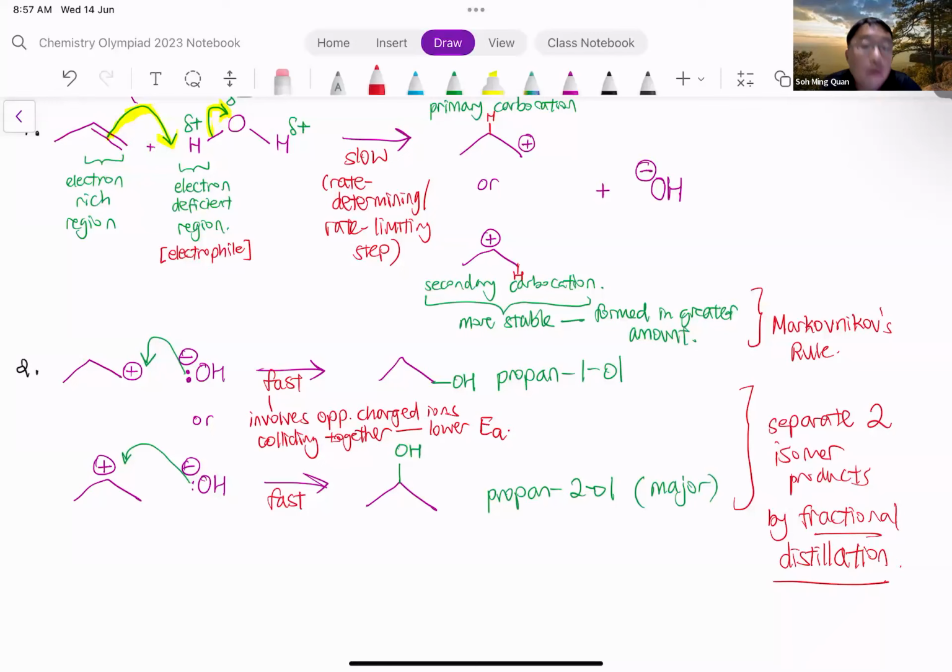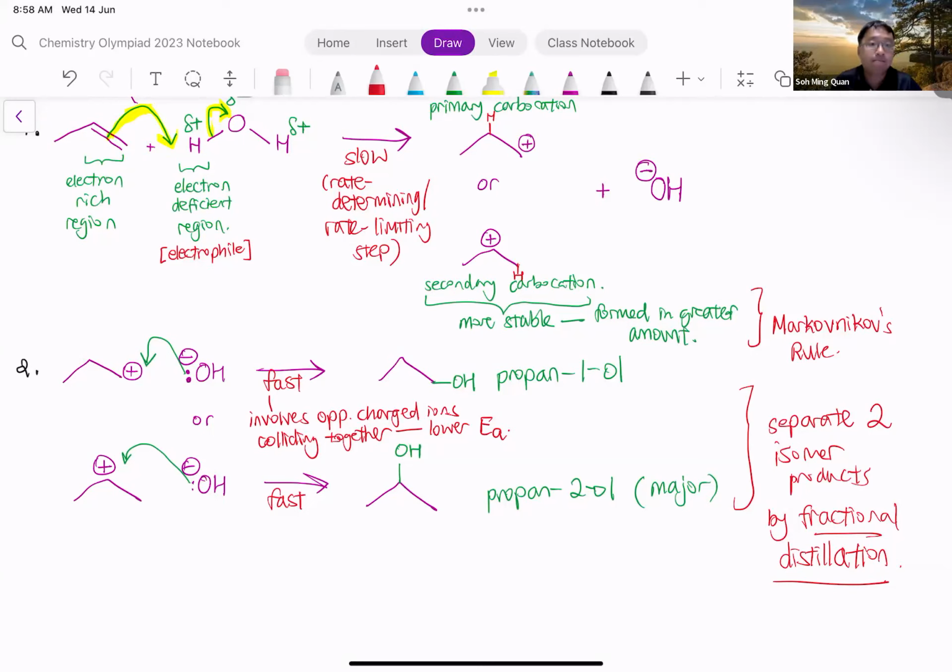So propan-1-ol and propan-2-ol, they are isomers of each other. So they have slightly different physical properties. For example, their boiling points are slightly different. Because their boiling points are different, we can use fractional distillation to separate propan-1-ol and propan-2-ol. And indeed, when you do this reaction in the lab, after finishing the reaction, the next step is to do fractional distillation to separate these 2 products formed. When you use fractional distillation, then you will see that propan-2-ol is actually the major product because you get more propan-2-ol from the reaction.